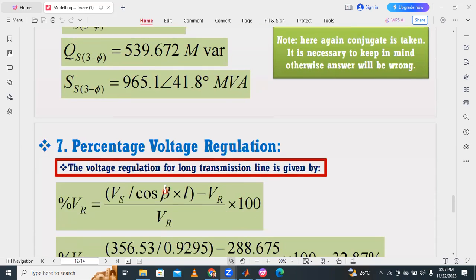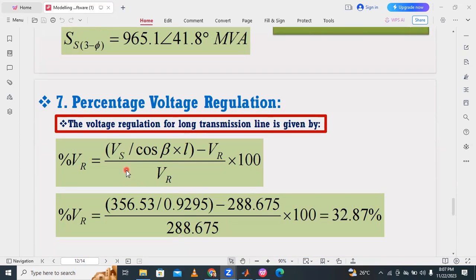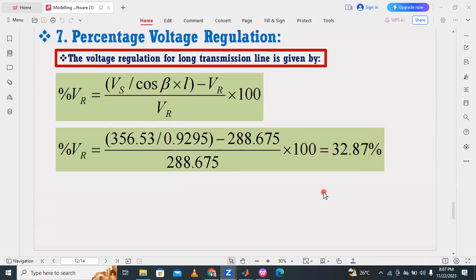Then coming to the percentage voltage regulation. This is the formula for a long transmission line. Percentage voltage regulation is equal to (VS divided by cos βL minus VR) divided by VR, into 100. Substitute here: VS is 356.53, cos βL is 0.9295, and VR is 288.675. Substituting these values and simplifying, you will get 32.87% percentage voltage regulation.